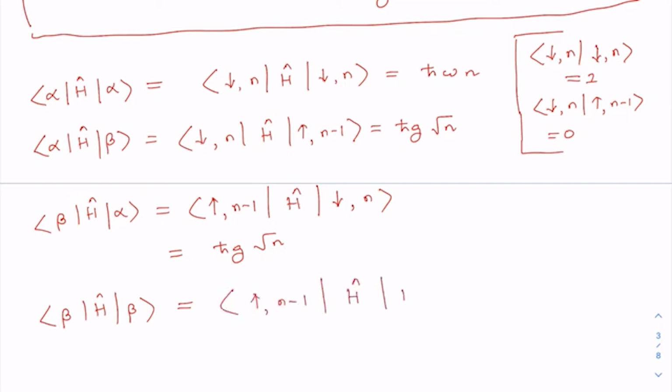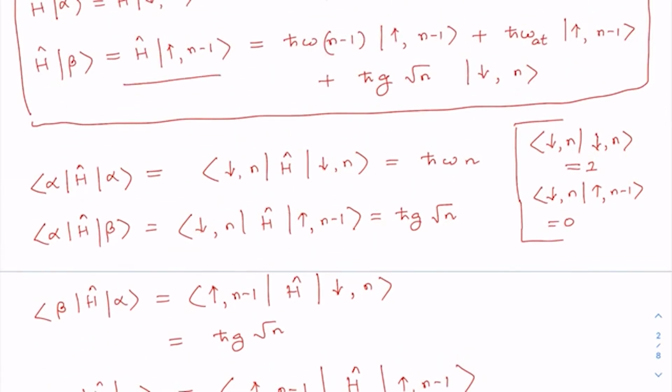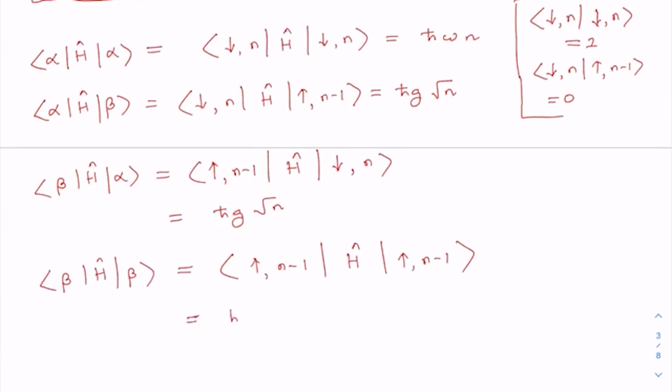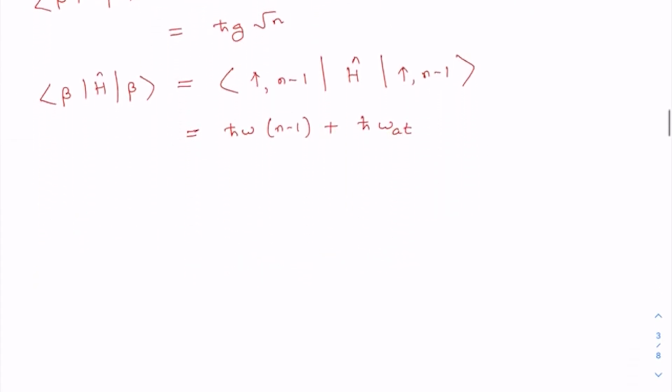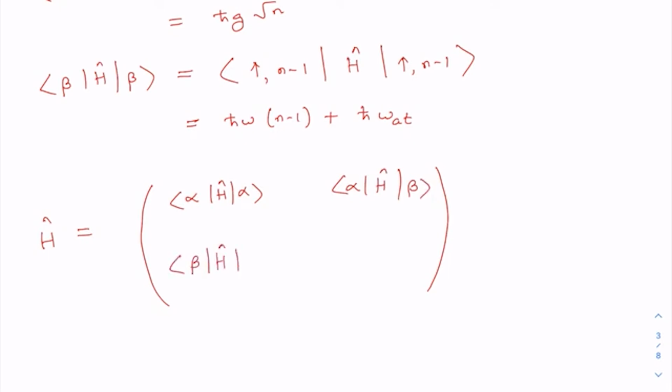You just have to take the inner product with the state, then you are going to get h cross omega n minus 1 plus h cross omega atom. So thus we can write the Hamiltonian in the matrix form as follows. Now we have all the elements at our disposal: the matrix elements alpha H alpha, alpha H beta, beta H alpha, and beta H beta.